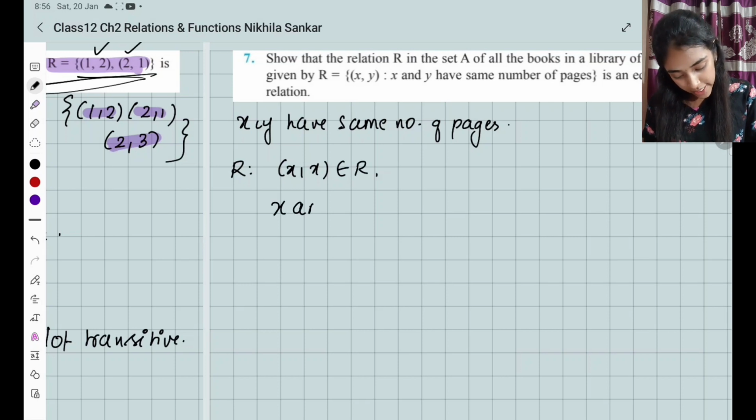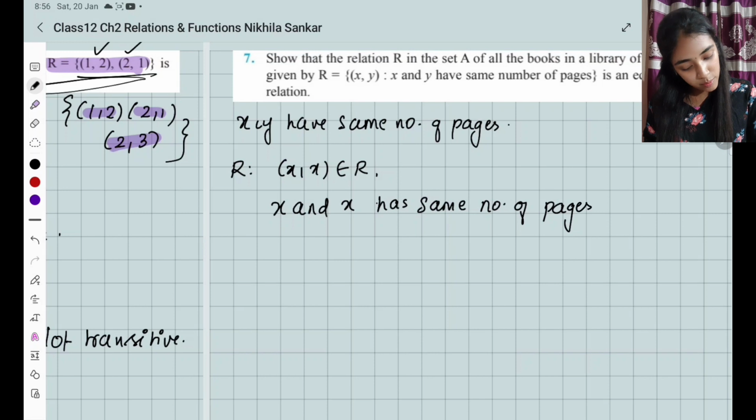So if it's a reflexive relation, you have X, X belongs to R. அப்படின்னா என்ன அர்த்தம்? X and X has same number of pages. கரெக்ட் தானே? ஒரு புக் எடுத்தா அதுக்கு அதே number of pages தானே இருக்கும். If you take a book with 100 pages, the same book is going to have 100 pages. So this is going to be a reflexive relation.